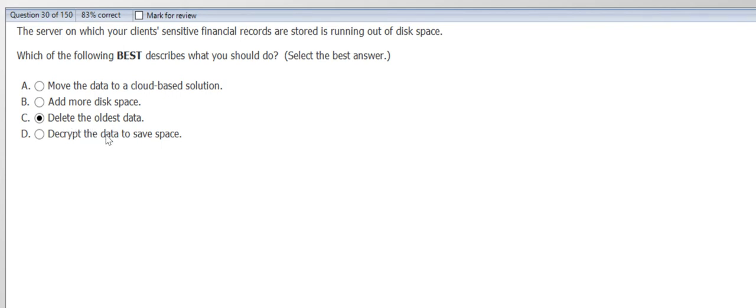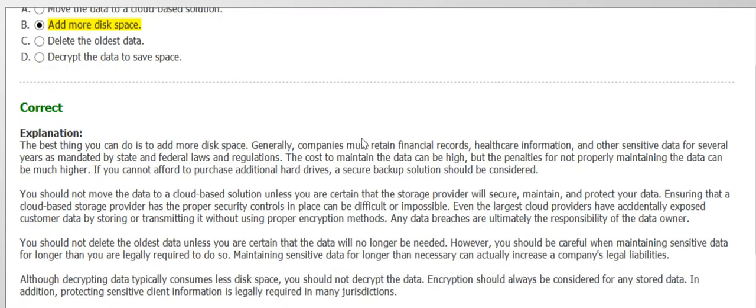We cannot delete it. Decrypt. Decrypt is good for security of the data, but not to increase the space here because they are running out of disk space. So we choose option B, add more disk space. What's the answer? Yes, the best thing you can do is to add more disk space.